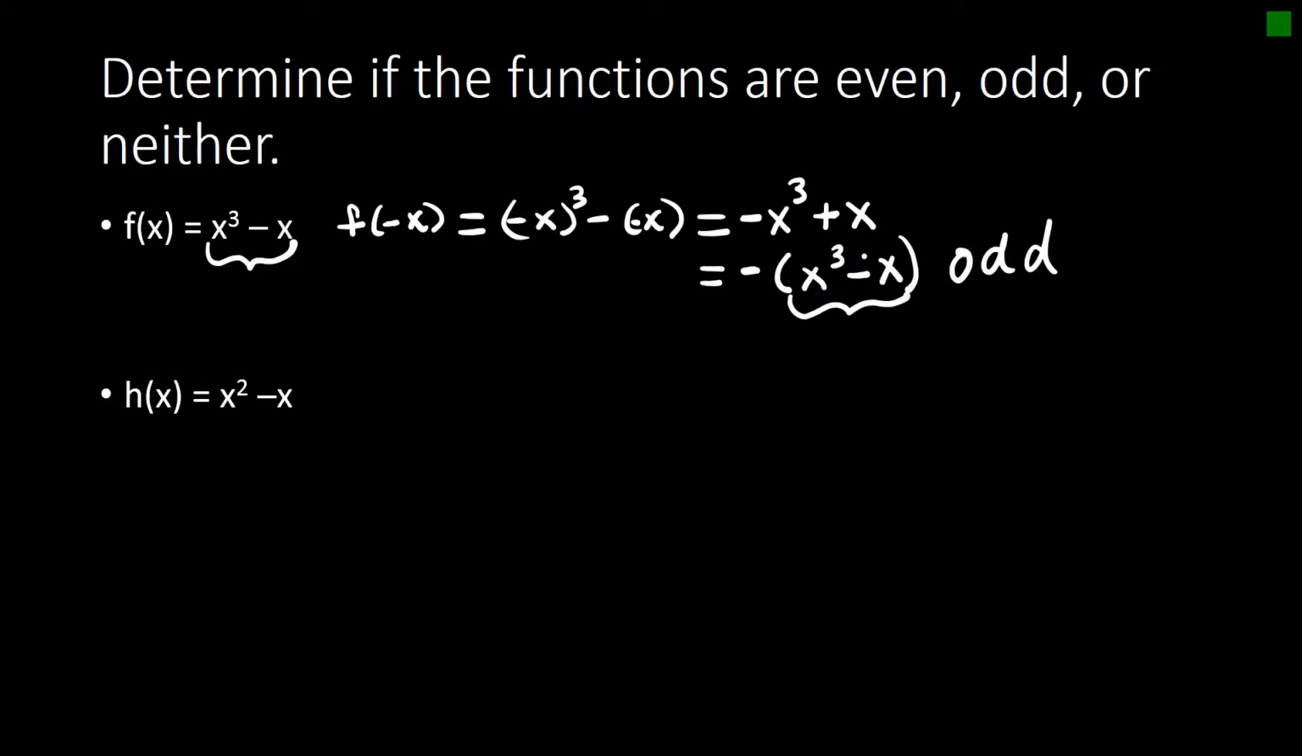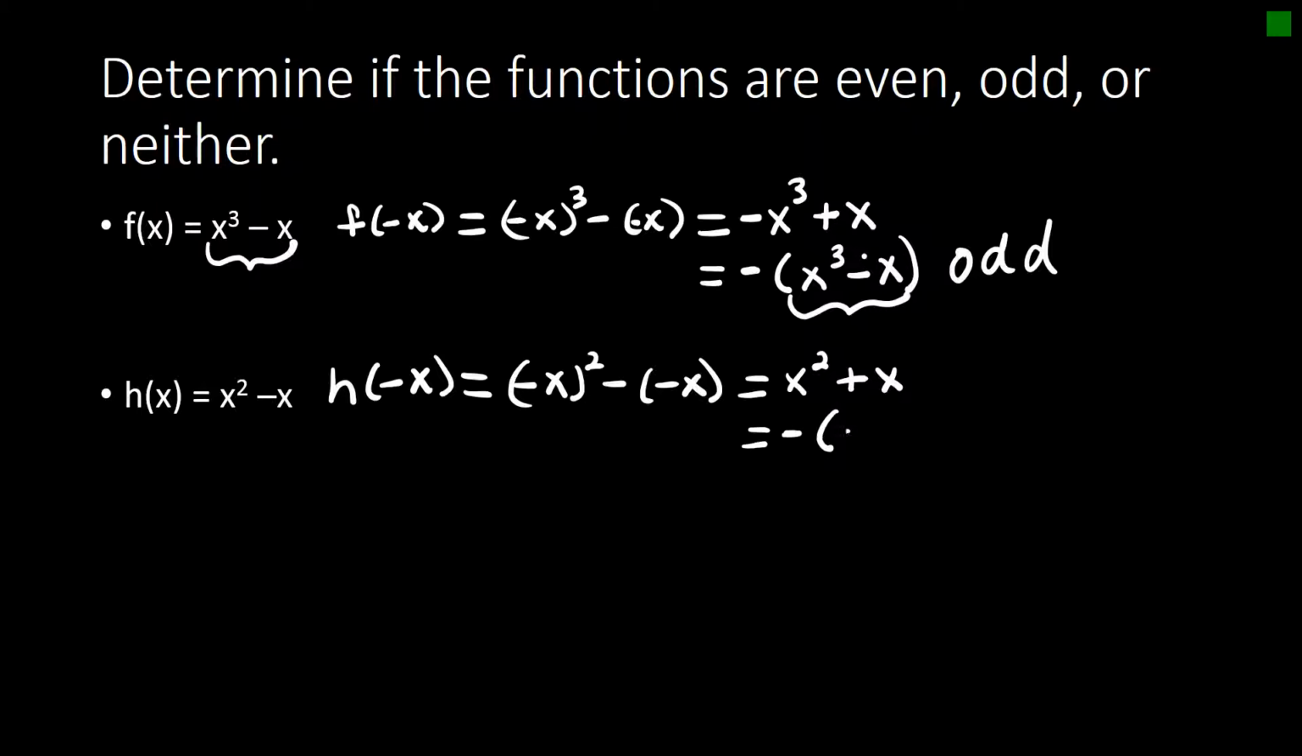If I look at the next one, we have h of x is x squared minus x. Well, let's look at h of negative x. So everywhere there's an x, put a negative x. So negative x times negative x is just x squared plus x. Notice I do not have the same expression that I started with, so it's not even. If I take out a negative, I have negative x squared minus x. So what I have in parentheses here is not the same as what I started with. So this is neither.